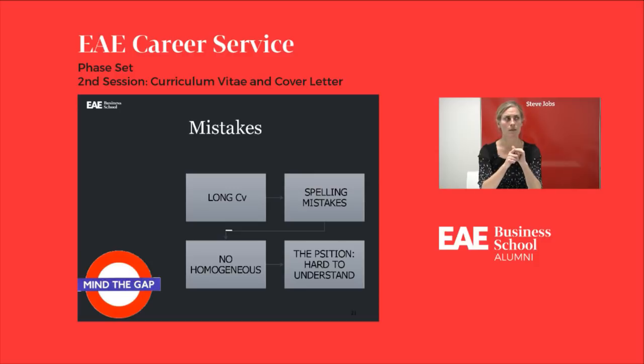Not homogeneous, and this is really important also. Maybe the top is in red, the training is in black, Times New Roman. Then you will continue with Arial in green. Then you will continue with Calibri or whatever.